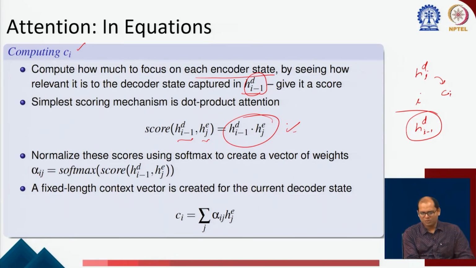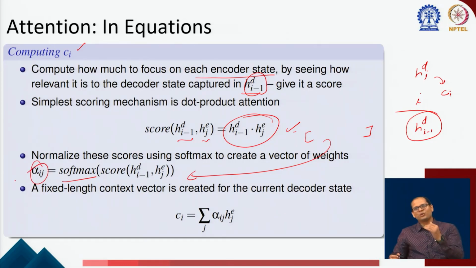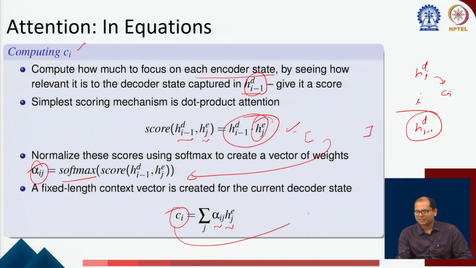So, how will you do that? First, these scores you convert into probabilities using softmax. So, these become the weights, and now you take a weighted average of all the hidden states. So, you do alpha_ij times h_j, summation over all j. This becomes your new dynamic context, and that you use to feed to get your new hidden state. Okay, so that is what is done in attention.